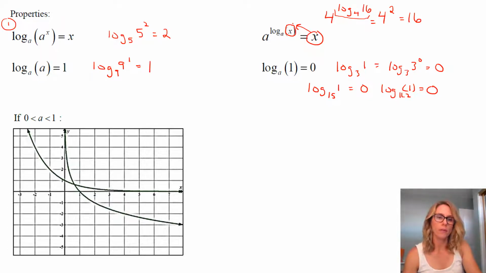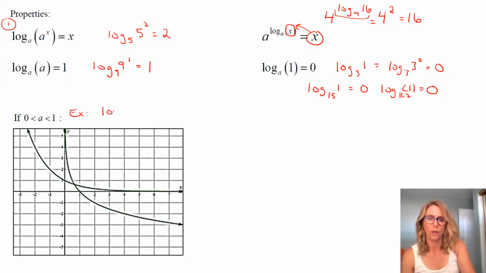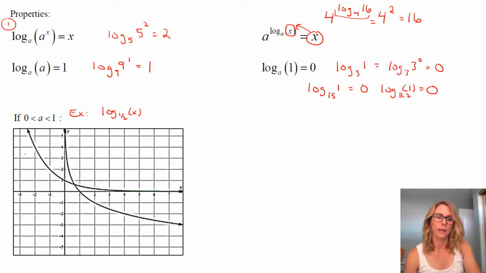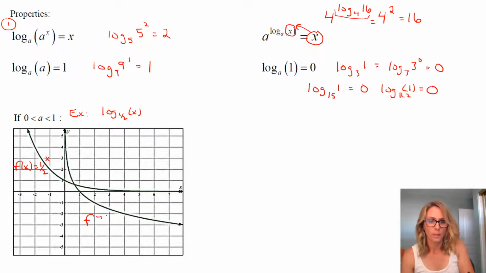Okay, just a little bit more here. We have if a is between 0 and 1. So for example, if you were to have log base 1/2 of x, it's possible. So this is saying 1/2 to what power gives you whatever you have inside. So notice that it looks different. We have this function here, you may remember it. This is 1/2 to the x. So its inverse is actually log base 1/2 of x. So you can see that I have that.